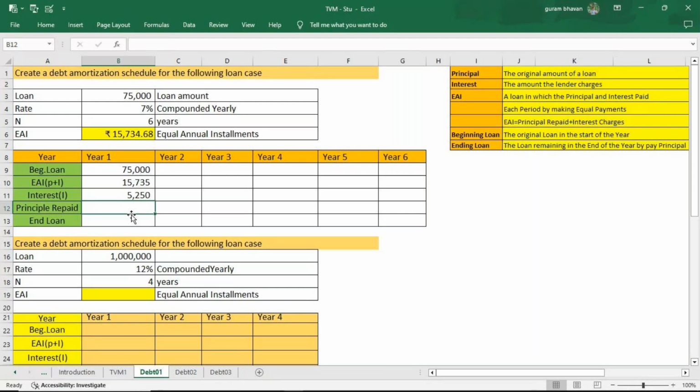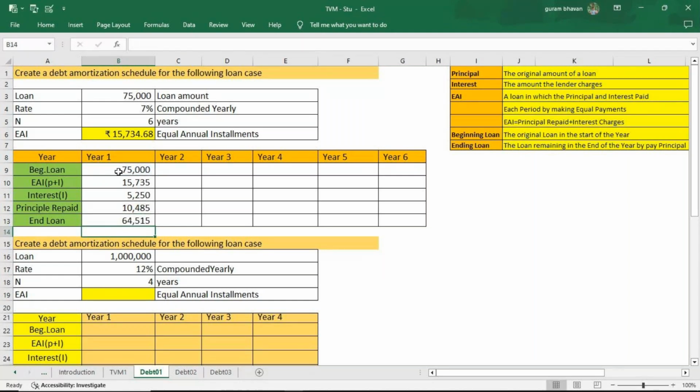So principal repaid, how much I have repaid? EAI minus interest. So this is the amount what I have repaid. So end of the loan. So end of the year, how much is the loan that is left? Okay, that will be equals beginning loan minus principal repaid.